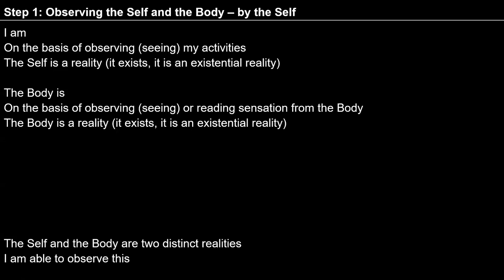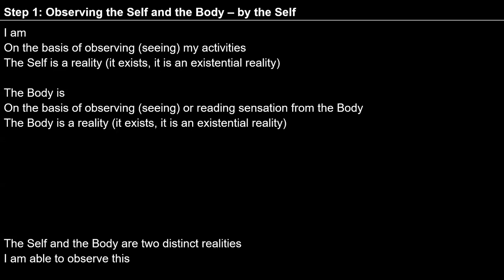Similarly, with direct observation, on the basis of observing or reading sensation from the body, we can observe that so many activities are going on in our body. We can observe those activities directly. And on the basis of those reading sensations, we can say that body also exists. Body is a reality. It is also an existential reality. So on the basis of these observations, we can say the self and the body are two distinct realities, and we have to observe it.